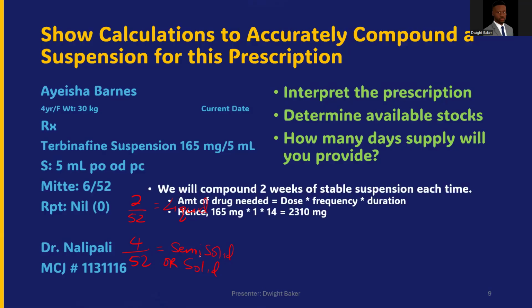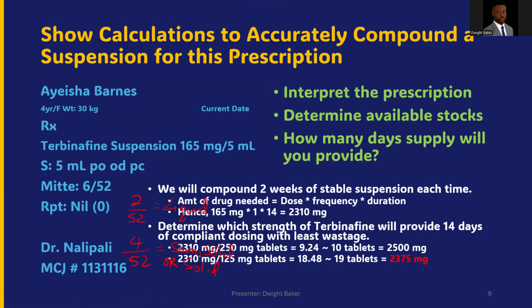Now, we are going to be compounding for 2 weeks. We need to determine the amount of drug that we're going to need for the first 2 weeks of the prescription. So how we calculate that, we're going to look at the dose, which is 165 milligram. What is the frequency? It says OD, which is once a day. And the duration that we are going to be sending it for is 14 days. You work that out, you're getting 2,310 milligrams of medication, or 2,310 milligrams of the active drug that you need for the 2 weeks.